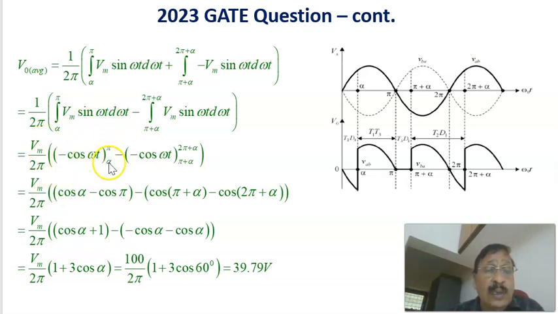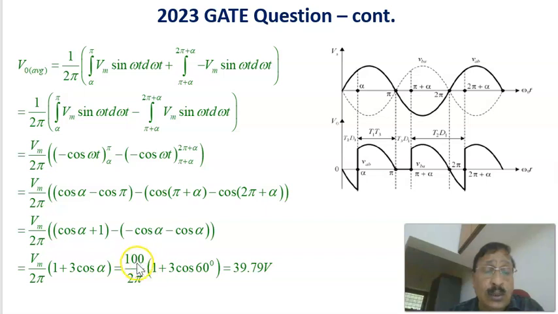That is Vm by 2 pi times minus cos omega t from alpha to pi, minus minus cos omega t from pi plus alpha to 2 pi plus alpha. Then Vm by 2 pi, cos alpha minus cos pi, minus cos of pi plus alpha minus cos of 2 pi plus alpha. This gives Vm by 2 pi times cos alpha plus 1, plus cos alpha minus cos alpha, where cos of pi plus alpha equals minus cos alpha. Therefore it becomes 2 cos alpha plus cos alpha, 3 cos alpha, plus 1. So Vm by 2 pi into 1 plus 3 cos alpha.